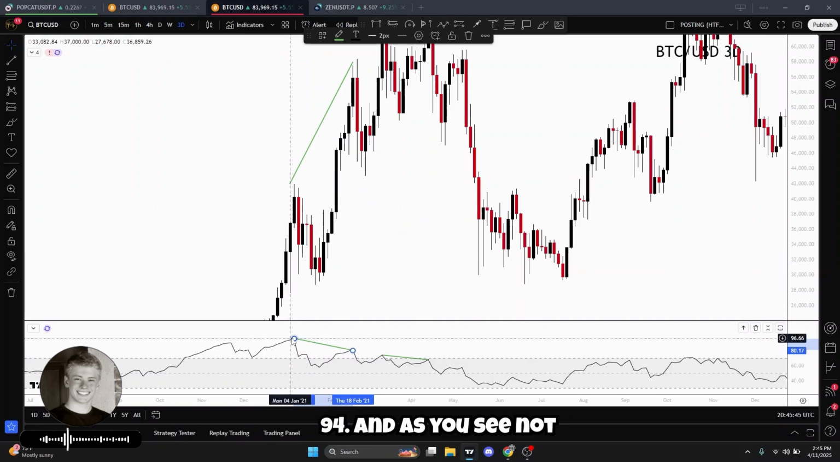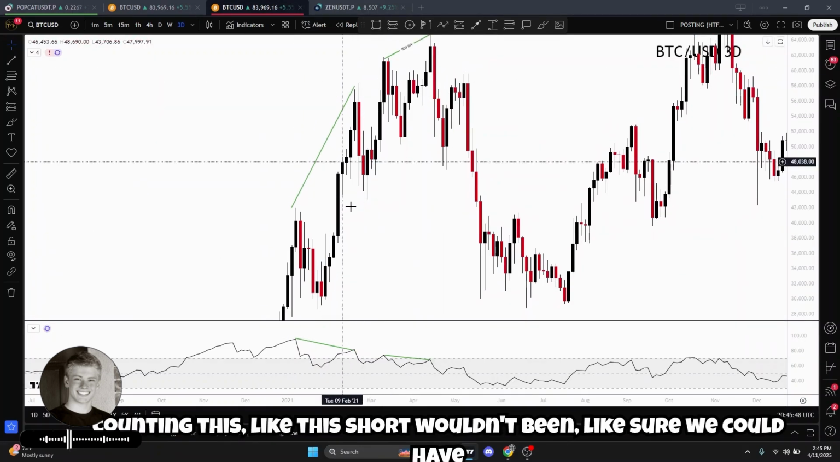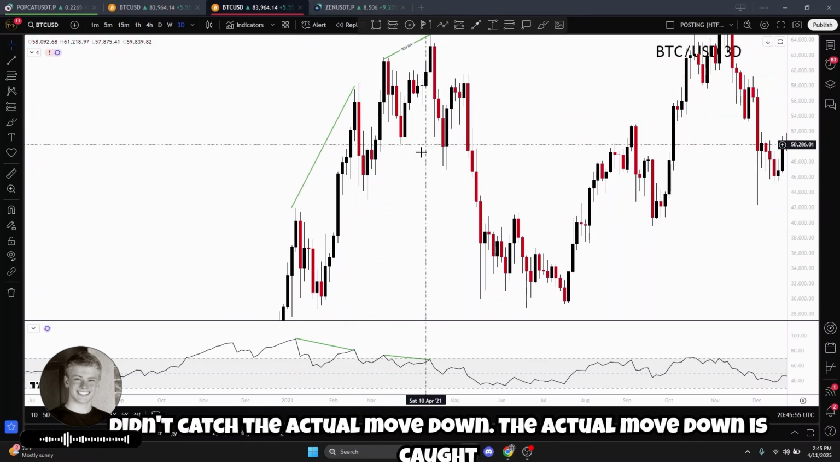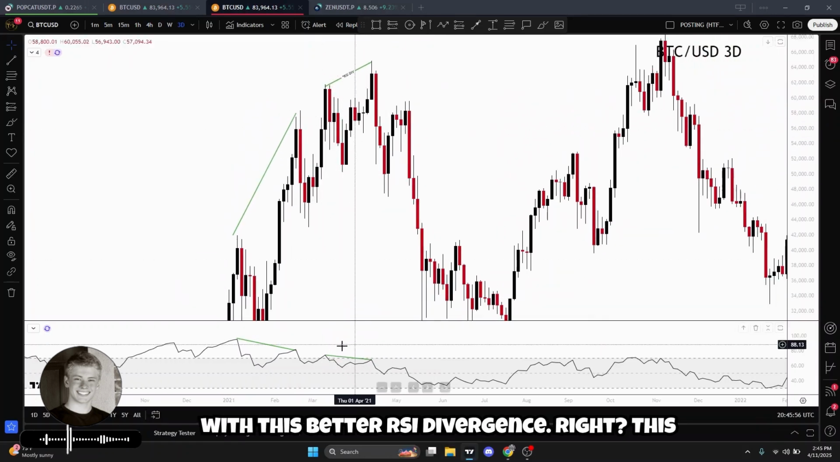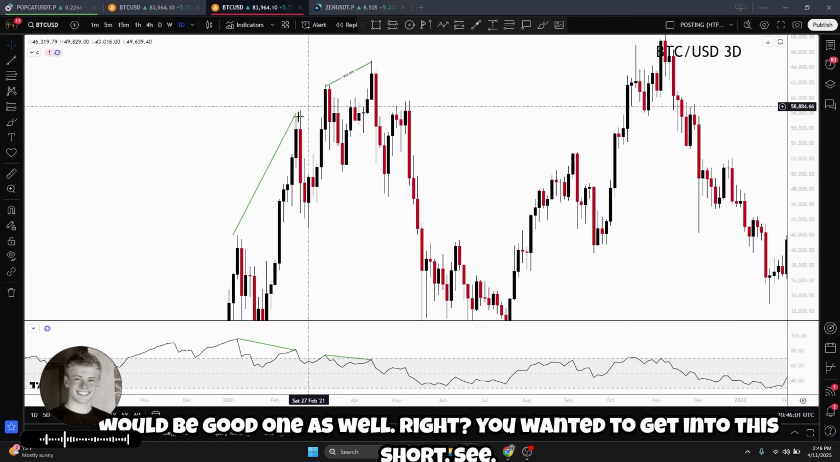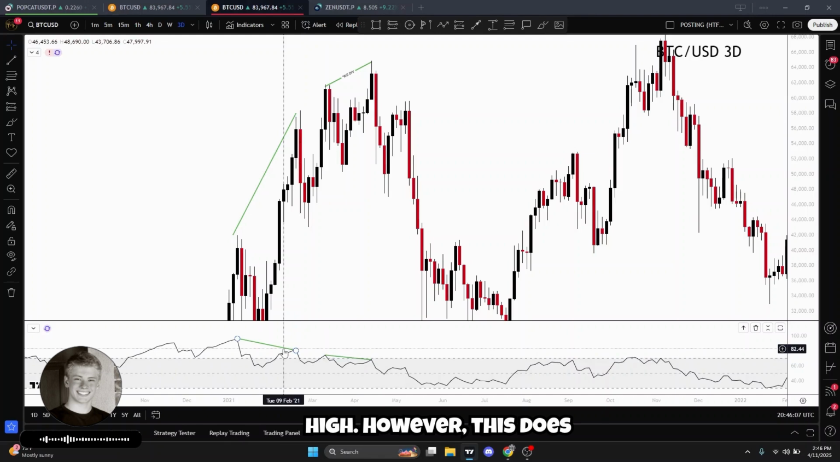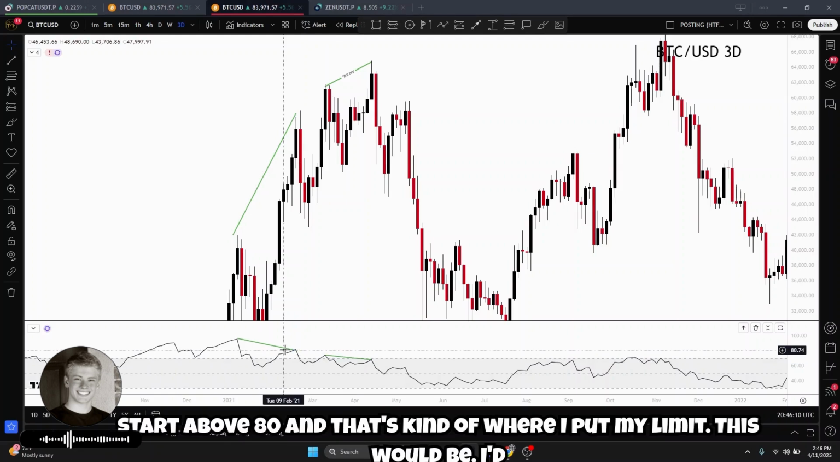And as you can see by not counting this, sure, we could have shorted it and maybe taken a little bit of profit, but we didn't catch the actual move down. The actual move down is caught with this better RSI divergence, right? This would be a good one as well, if you wanted to get into the short: higher high, lower high. However, this does start above 80, and that's kind of where I put my limit.